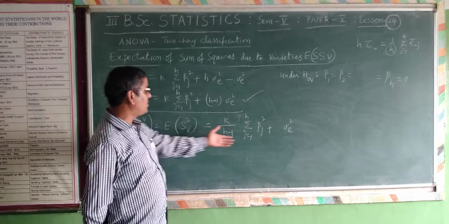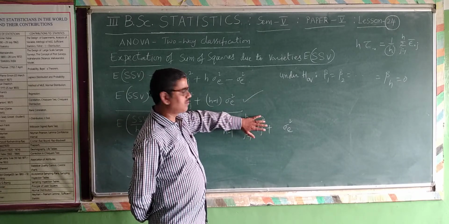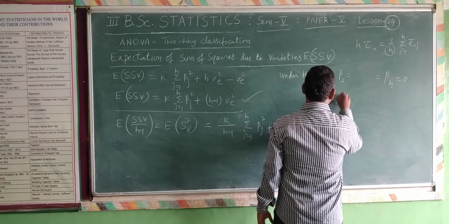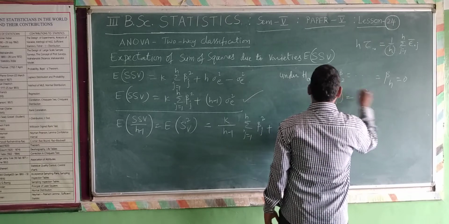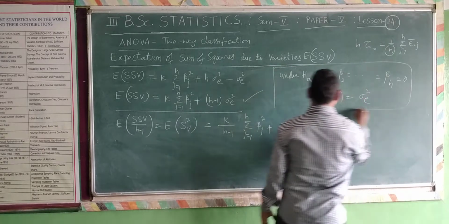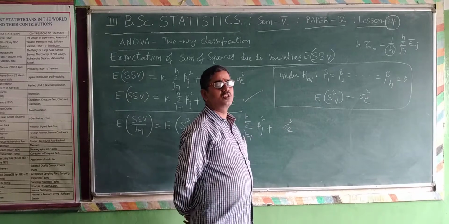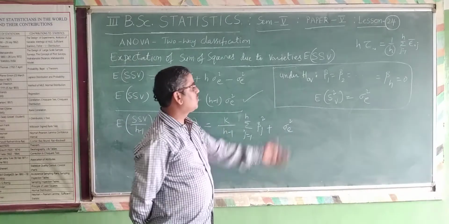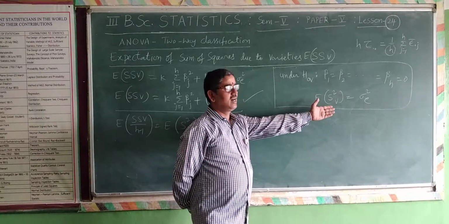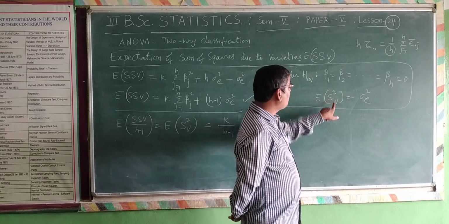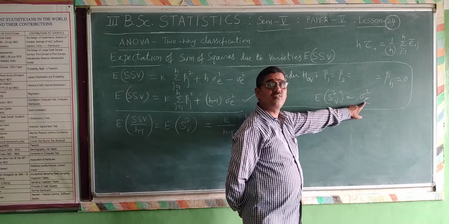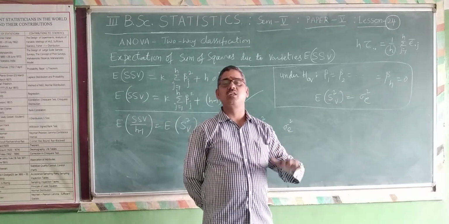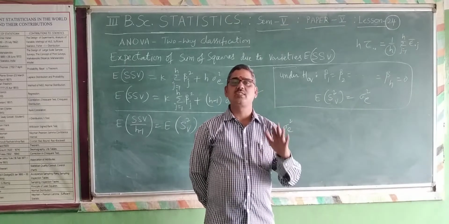So if you substitute here, this term will vanish. This term is 0. So what will you have? Under the null hypothesis, expectation of s square v is equal to sigma square e. This is the statement we have at the end. Under the null hypothesis H naught, expectation of s square v is equal to sigma square e. That is the mean sum of squares due to the varieties. So therefore s square v is an unbiased estimate of sigma square e under the null hypothesis H naught v: beta 1 is equal to beta 2 is equal to beta h is equal to 0. That is, all varieties effects are same.